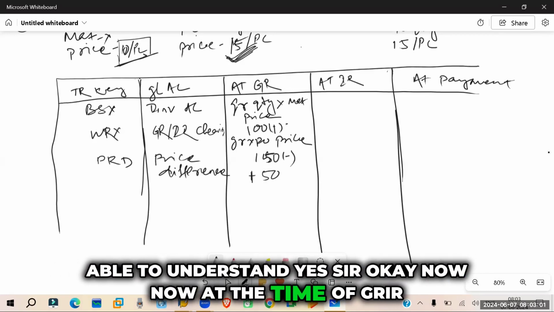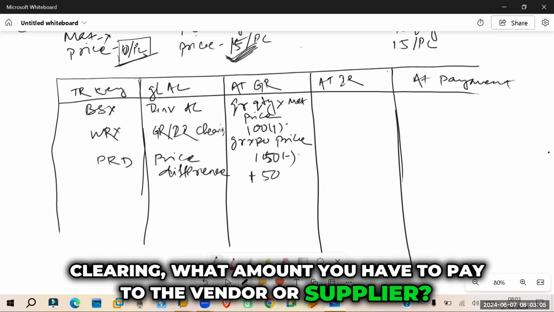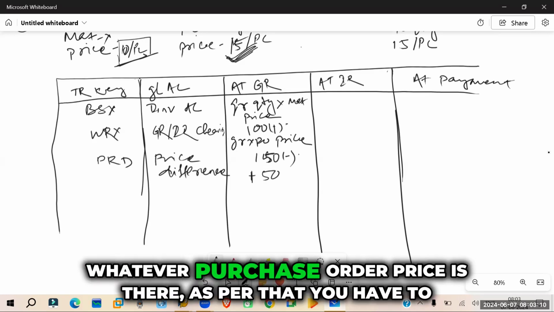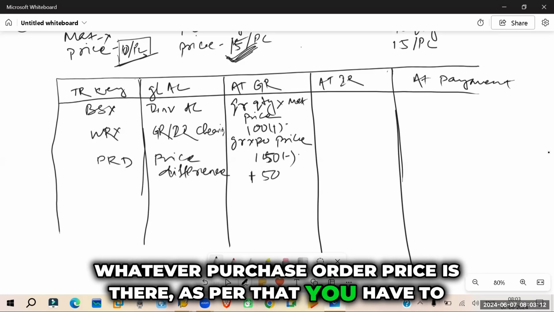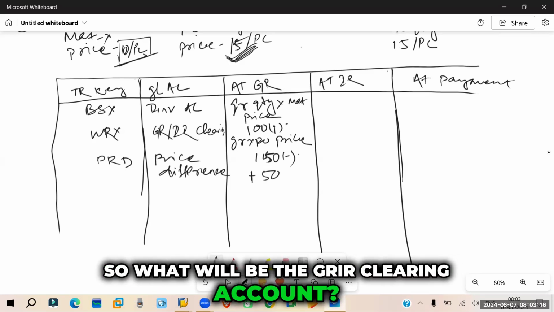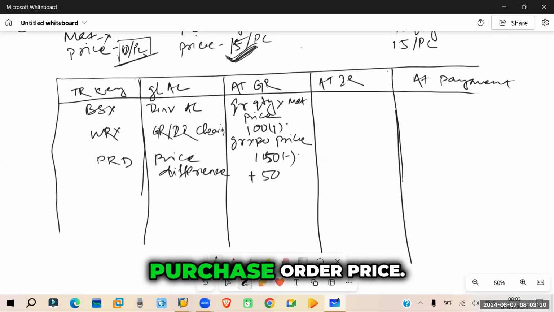Now at the time of GRIR clearing, what amount do you have to pay to the vendor or supplier? You have to pay as per the PO price, right? Whatever the purchase order price is, as per that you have to pay them. So what will be the GRIR clearing account? The clearing account will be based on your GR quantity and purchase order price.